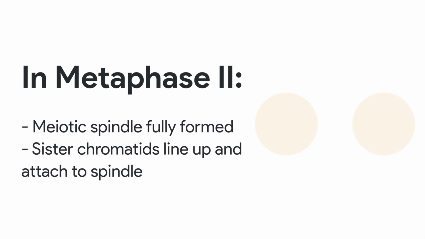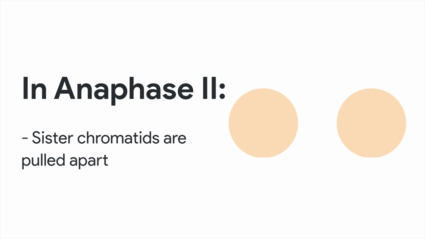By Metaphase II, the meiotic spindle is completely formed and the sister chromatids line up and attach along the center of the spindle. In Anaphase II, the sister chromatids begin to pull apart and move towards the poles of the cell.